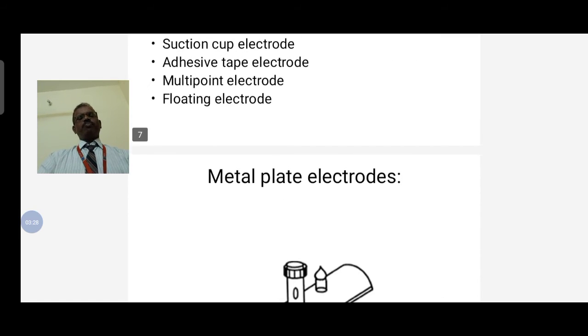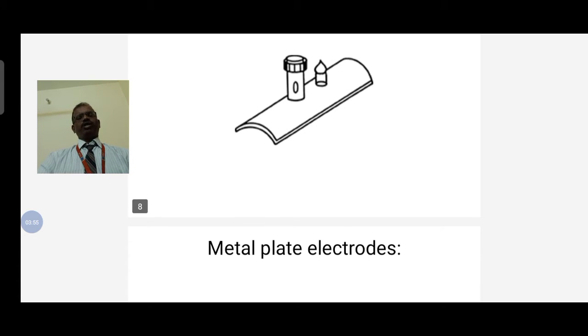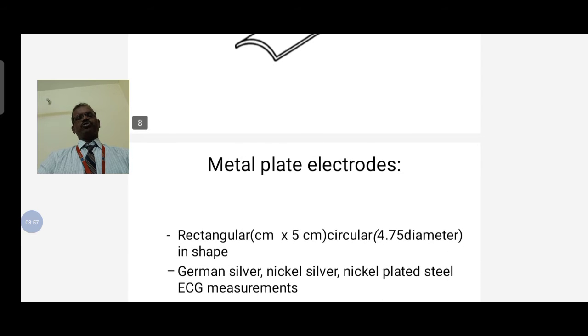First one is the metal plate. This is one of the diagrams for the structure of the metal plate. At the top, screw types are available. This is one of the constructions of the metal plate electrodes.